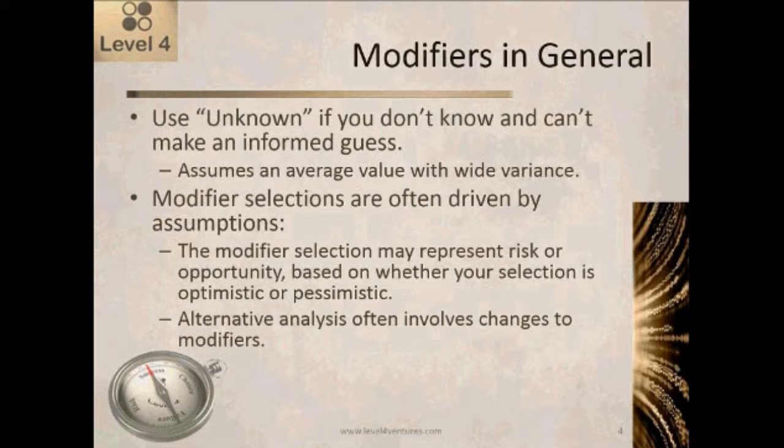Your alternative analyses that you might do will often involve changes to the modifiers. So for example, somebody may say, well, I'm not sure if we're going to do this in-house or if we're going to outsource it. So those are two different alternatives, and so you're going to have different sets of assumptions that go into that. Somebody might say, I'm not sure whether this particular component is going to be reused from something we already have or whether we're going to have to do new development. So once again, it's a set of alternatives to select from.